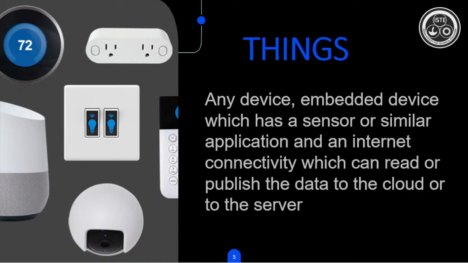I think I gave a good amount of explanation for what is things in the Internet of Things. So these are some practical examples around you, which you can see the IoT devices in the daily basis. Let's move on.